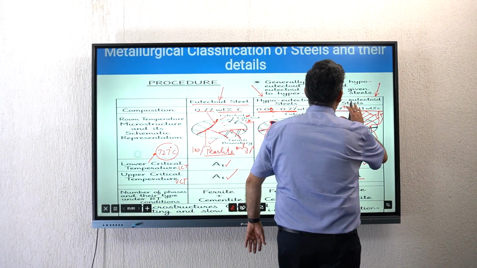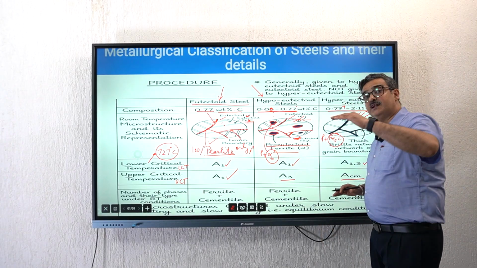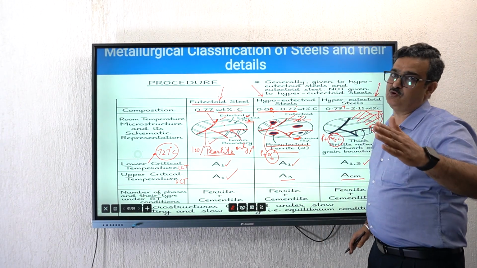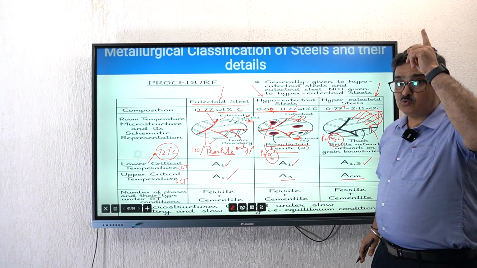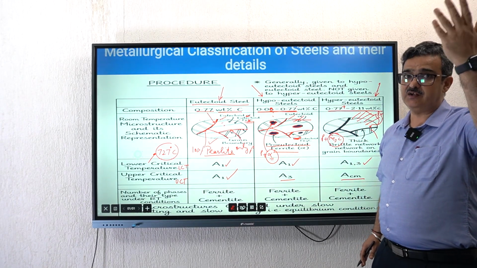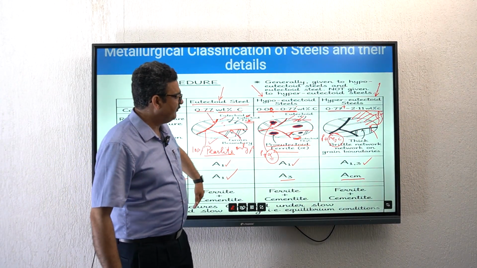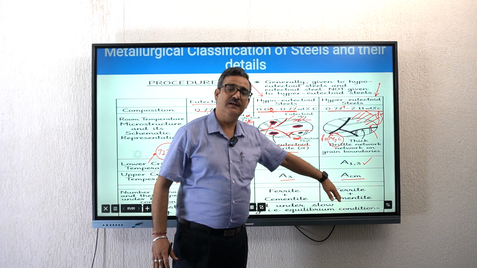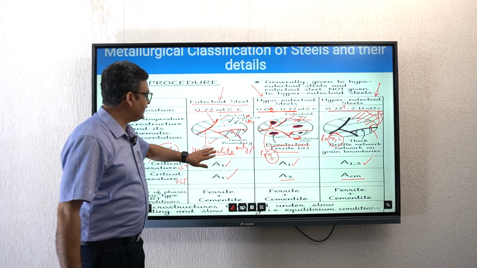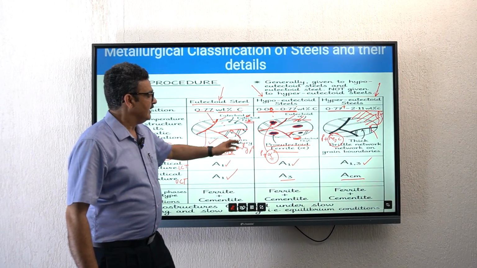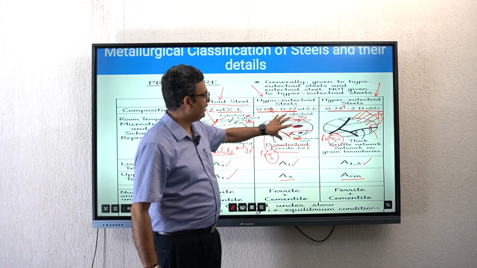So hypereutectoid steels either should not be heated to a temperature more than the upper critical temperature, or if they have to be, please don't slowly cool them. At least air cool them, and that is what we do during normalizing. We'll discuss it again. Students, all these steels contain only two phases under equilibrium conditions, ferrite and cementite. The only difference is that in eutectoid steel, all the ferrite and cementite is in the form of pearlite. Here also pearlite is there, but along with pearlite we have some pro-eutectoid ferrite.